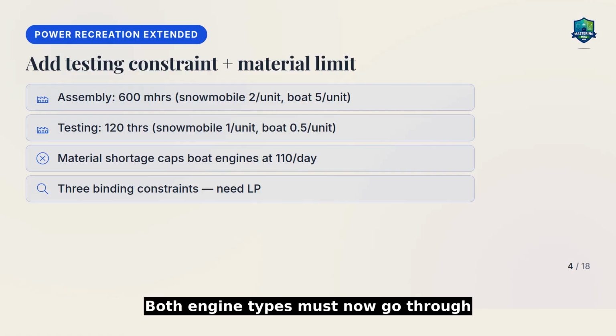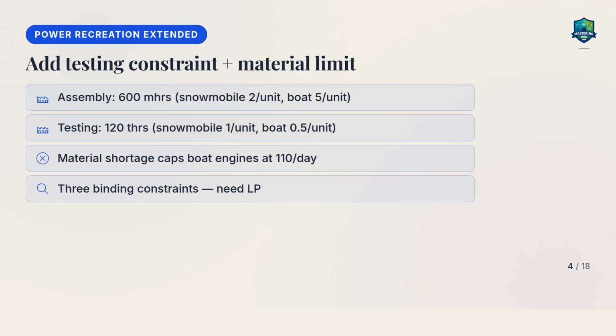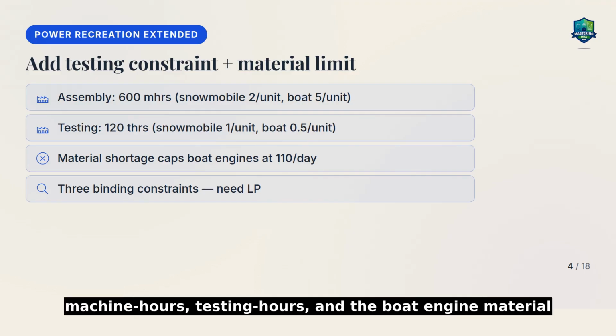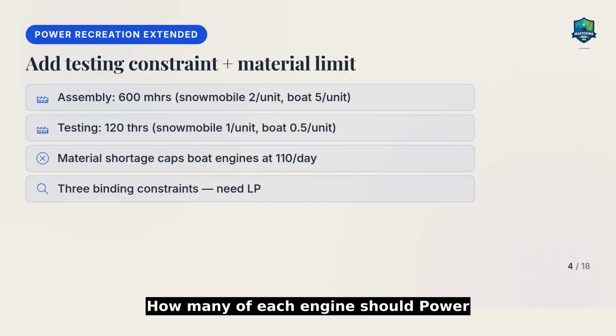Same Power Recreation factory with a new wrinkle. Both engine types must now go through a testing department before shipment. Testing has only 120 hours of daily capacity. A snowmobile engine needs one testing hour. A boat engine needs half a testing hour. Plus a third constraint: material shortages cap boat engine production at 110 units per day. Now there are three constraints: assembly machine hours, testing hours, and the boat engine material limit. How many of each engine should Power Recreation produce daily to maximize operating income?